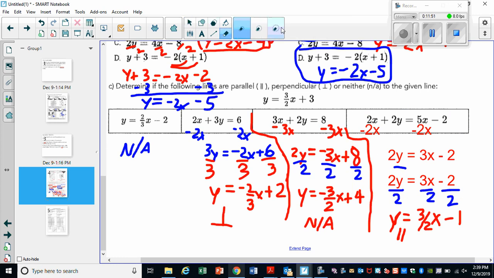And then your next step, after you subtract 2x on both sides, 5x minus 2x is 3x. And now, since our goal is to get the y variable by itself, divide all three terms by 2, and then the result is y equals negative 3/2 x minus 1. So we have the same slope, different y-intercept. So as the result, these lines are parallel.